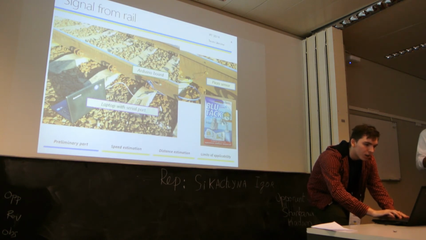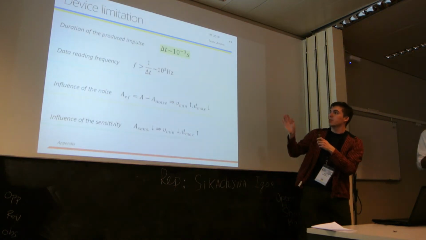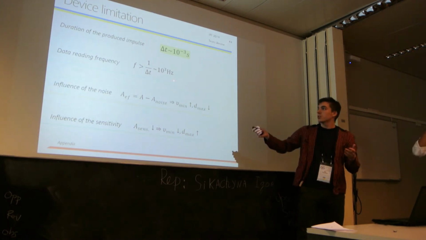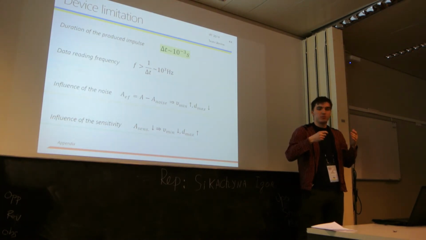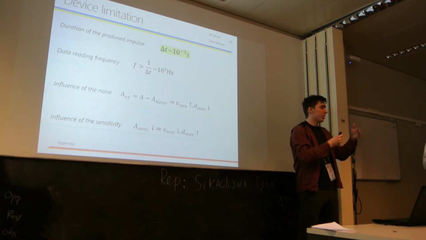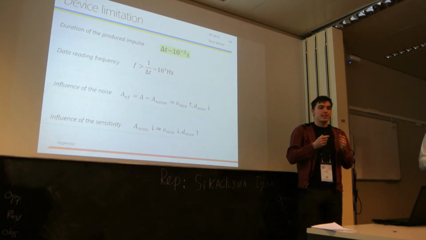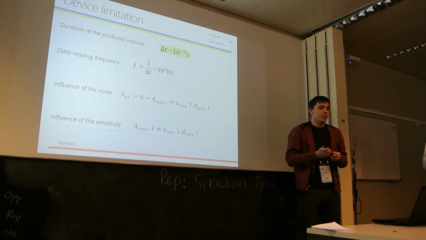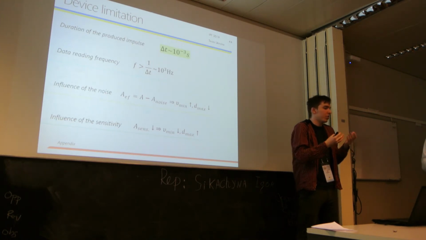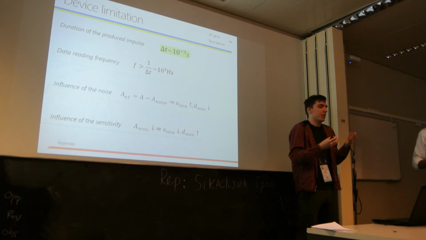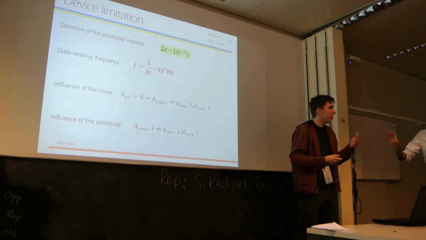So here's the device limit. We should have a certain data frequency reading rate. So it should be greater than about 1 kilohertz to be able to get multiple data points for one peak. And that's really important. And in fact, in reality, because of the material properties of the rails, we don't really have a limitation on the frequency. That's interesting. Okay, may I add to that real quick?